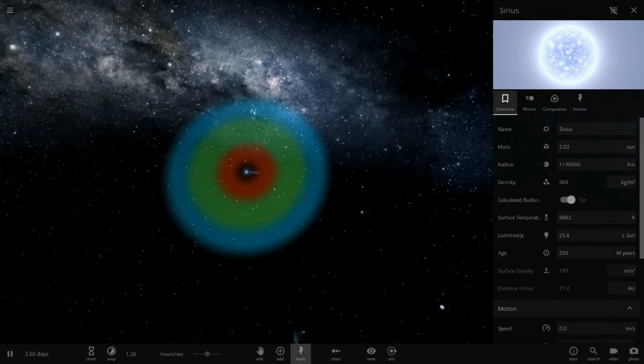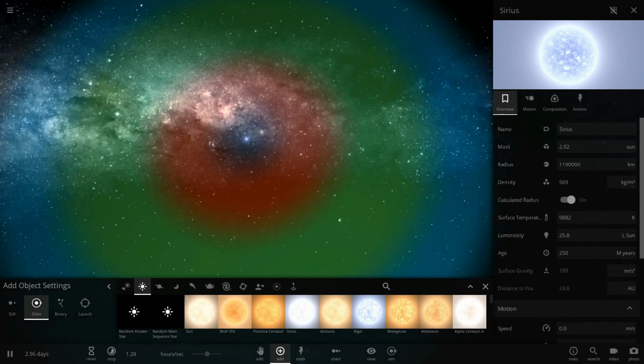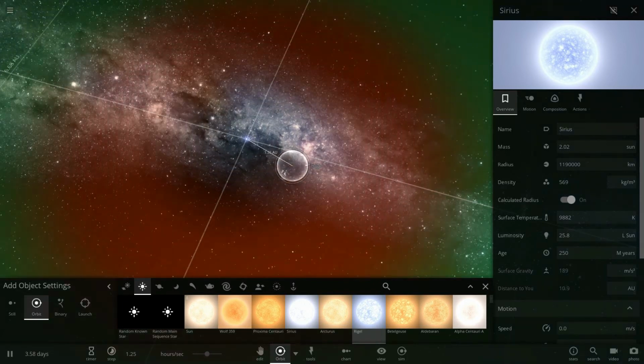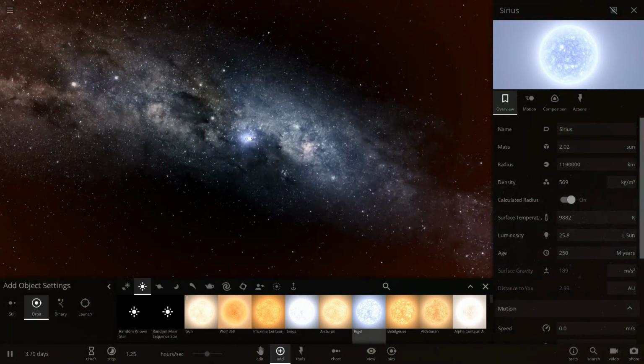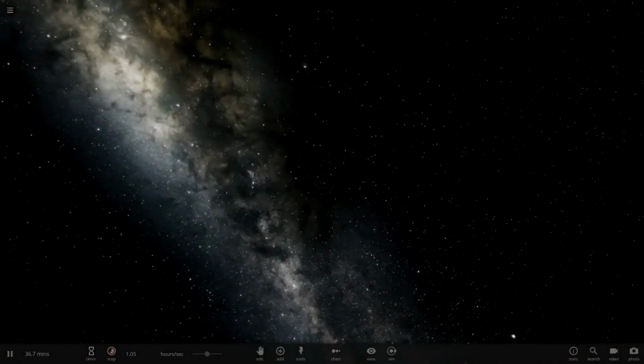So this is an A2, isn't it? No, an A1. So this is basically on the fringes of becoming a B, I believe. Yeah, B8. So it's close to becoming a B8.